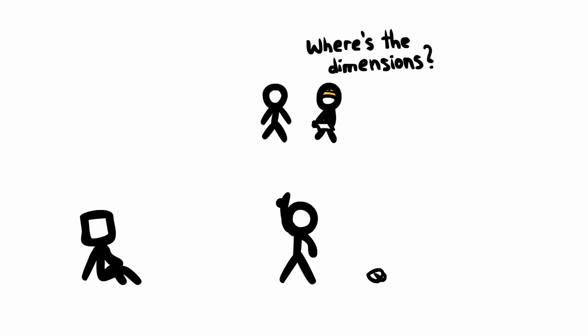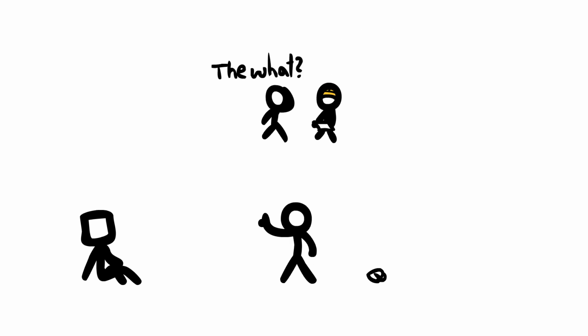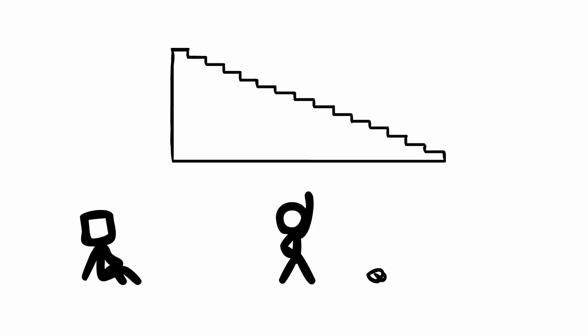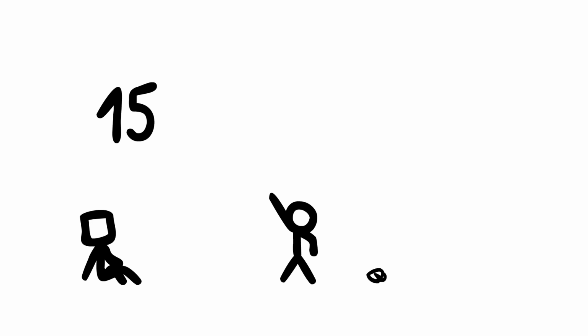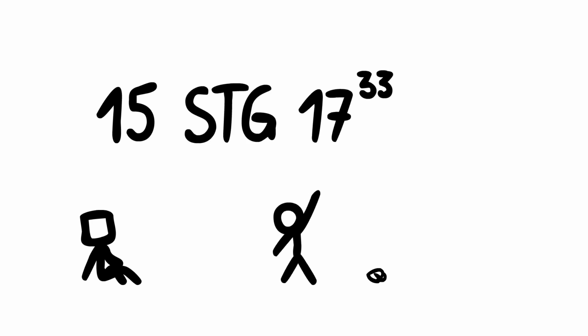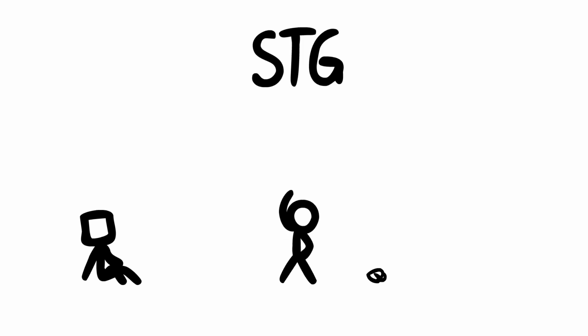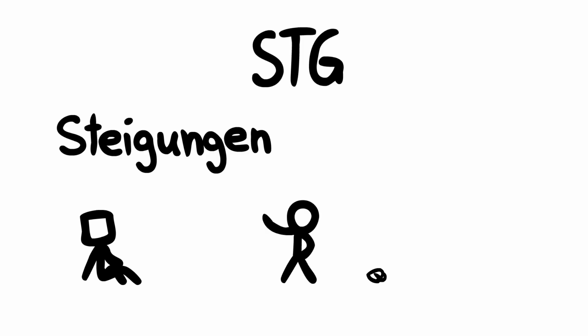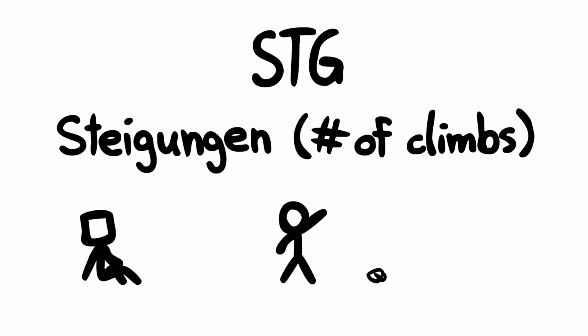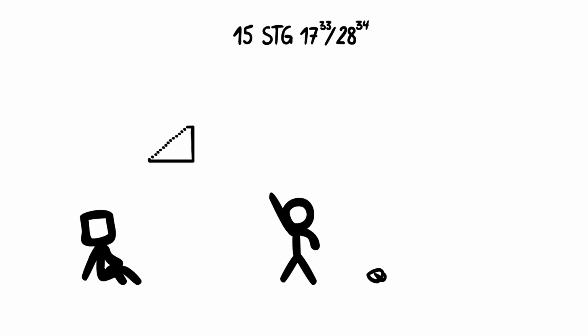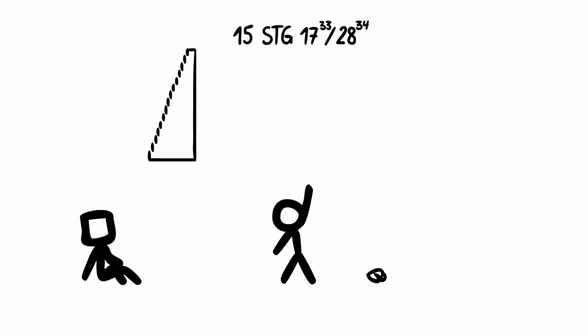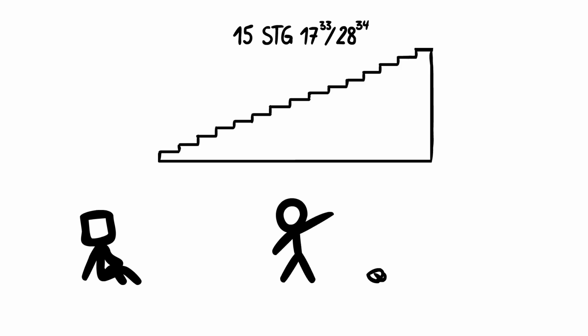To avoid unnecessary confusions, we put exact numerals in writing. This beautiful, gorgeous stair right here is a 15 STG 1733/2834. STG means Steigungen, which is German for number of climbs. So this just reads 15 climbs, height of which is 17.33 centimeters and with a length of 28.34 centimeters.